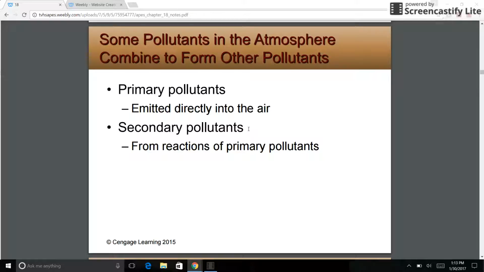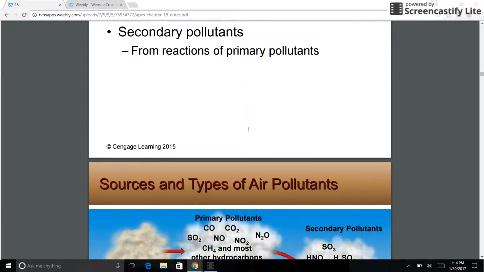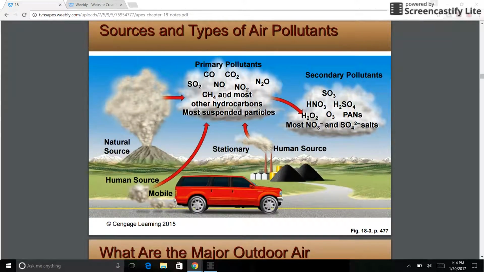So the difference is primary come directly out of the source of the fuel when it is burned, whereas secondary are things that come from a primary source, but they go through a chemical reaction, so they change to something different in the atmosphere. And then this gives you some examples.